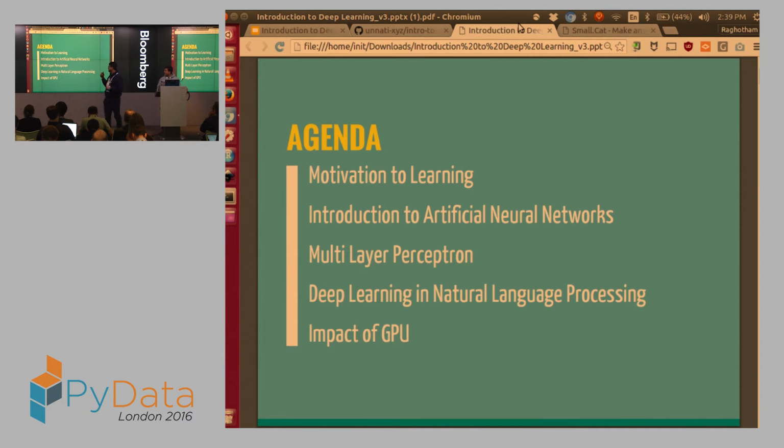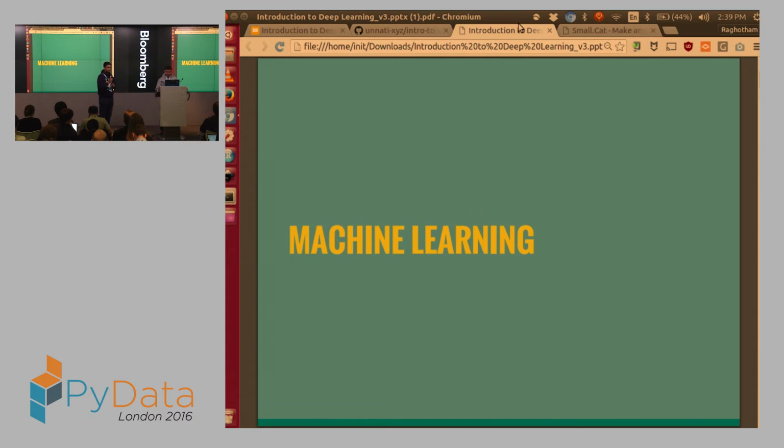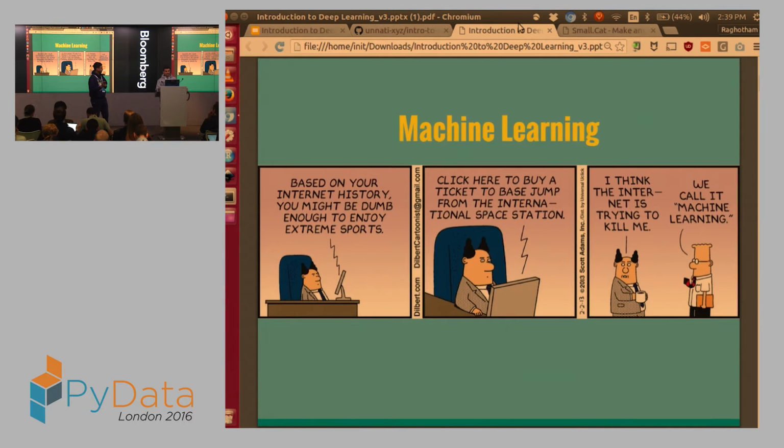So today's agenda is we'll start looking at motivation to learning, introduction to artificial neural networks and MLP, then hands-on on the MLP, and then we start looking at how deep learning is being used in the field of natural language processing. First, before we go into deep learning, how many of you are familiar with machine learning? Wow, awesome.